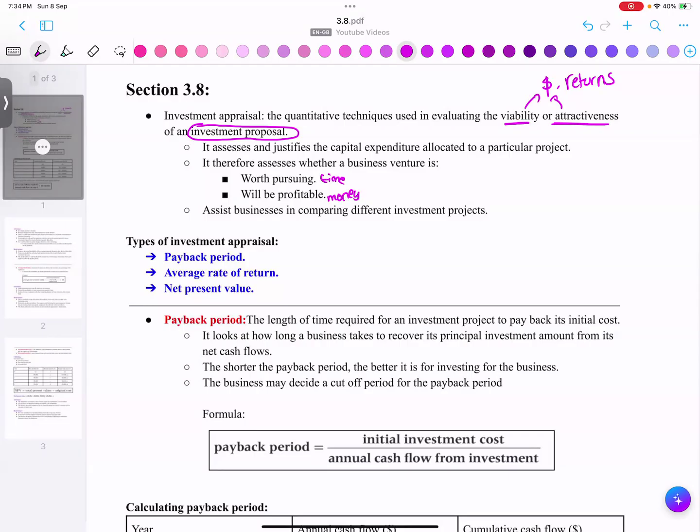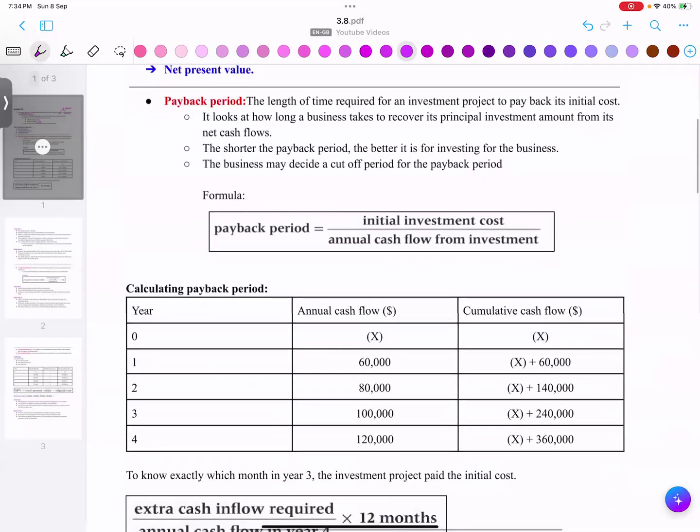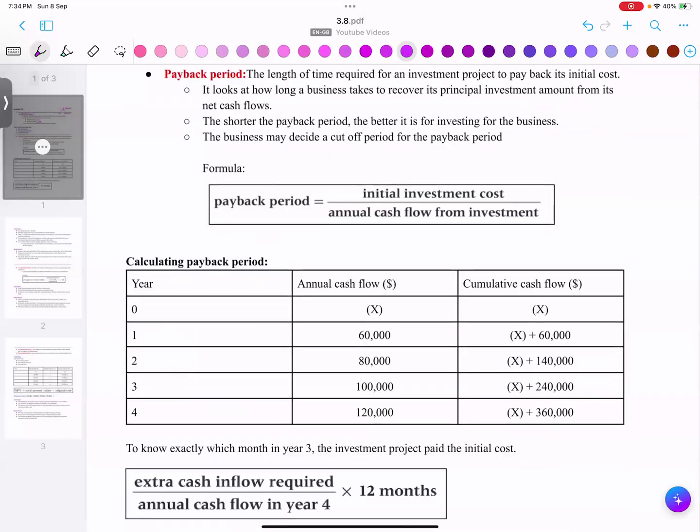It assists businesses in comparing different investment projects. The types of investment appraisal we have are payback period, average rate of return, and net present value. We have these three, so we're going to begin with payback period. Payback period is basically the length of time required for an investment project to pay back its initial cost.